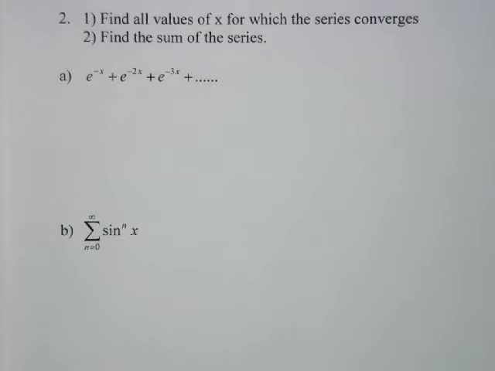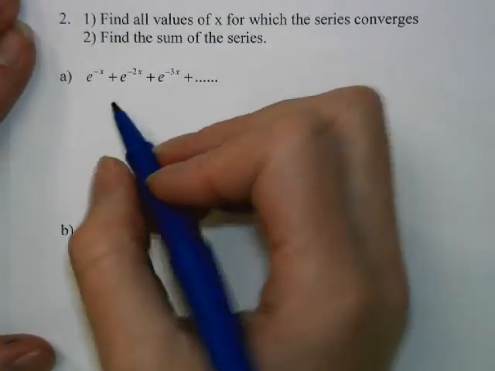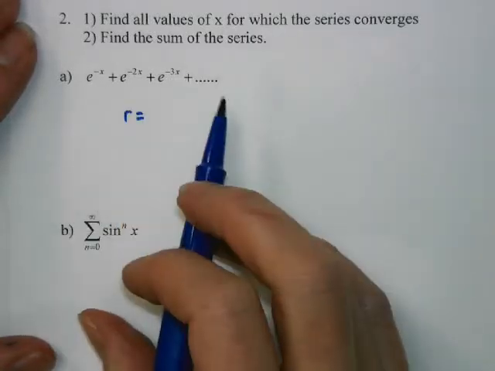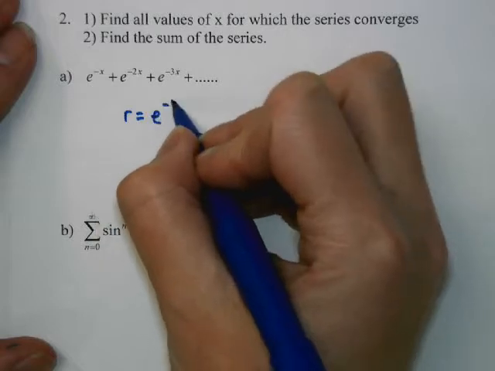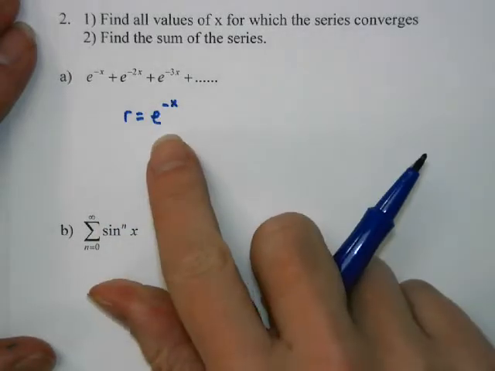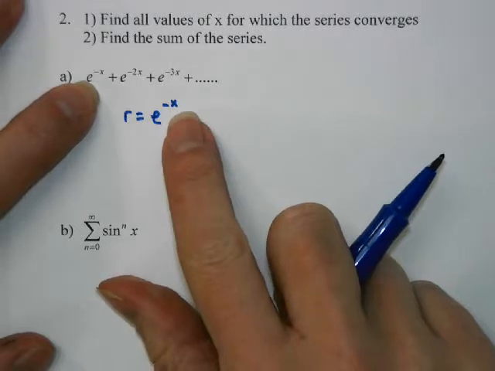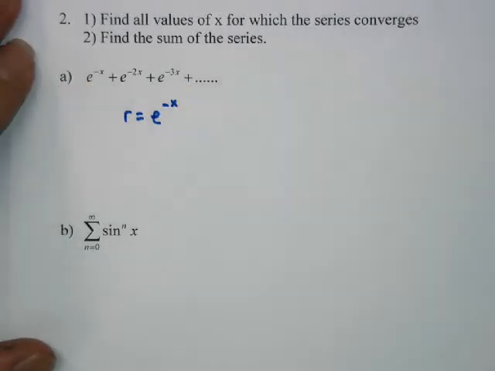Okay, we're going to find all values of x for which the series is convergent, and then find the sum. r here is what we're multiplying to get from step to step. So my r is going to be e to the -x, because if I multiply e to the -x times e to the -x, we add those exponents to get a -2x, and then add another one to get -3x.